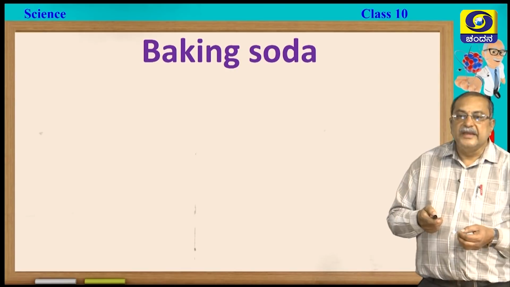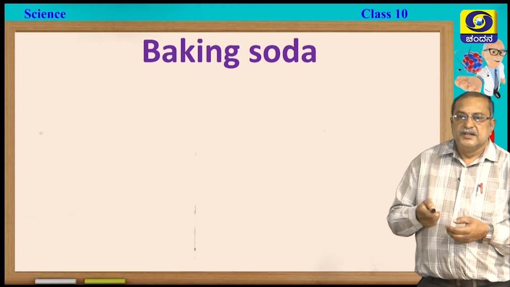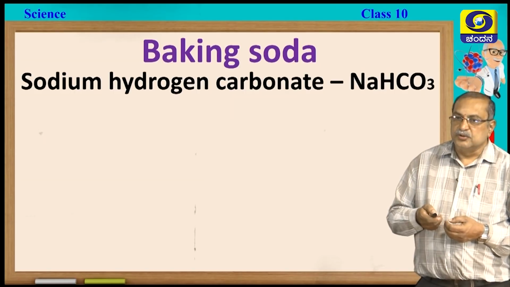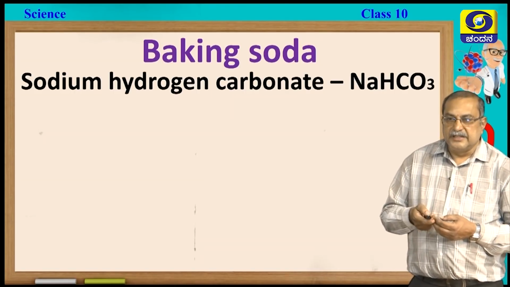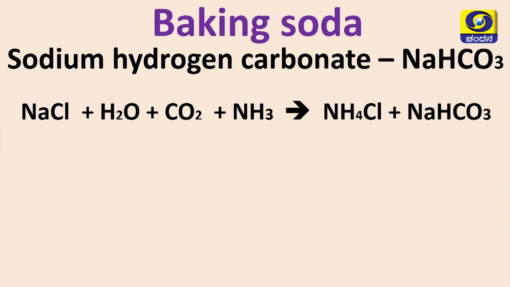Next we come to baking soda. Baking soda is nothing but sodium hydrogen carbonate, NaHCO3. It is widely used as a cooking material, that means we use it for cooking purposes. NaCl plus H2O plus CO2 plus NH3 gives NH4Cl plus NaHCO3: sodium chloride, water, carbon dioxide and ammonia react with each other to give NH4Cl plus NaHCO3, sodium bicarbonate, which is called baking soda.